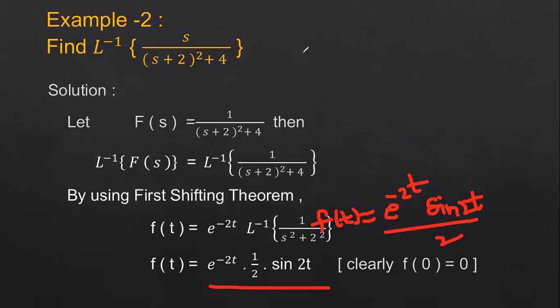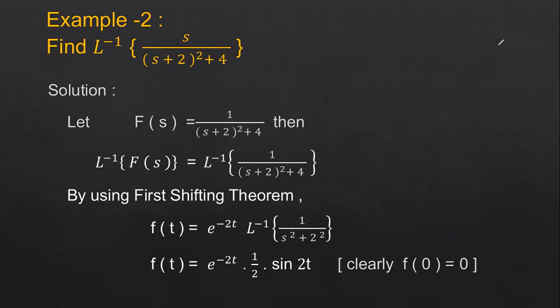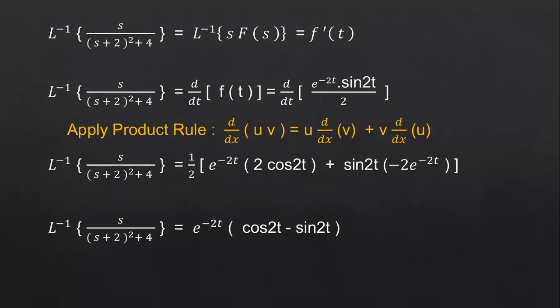Okay, now we have to apply this multiplication by powers of s method. So Laplace inverse of s by (s plus 2) whole square plus 4 is equal to Laplace inverse of s into f of s. That is nothing but your f dash t. Now we have converted this f of s function into your f of t. So by using this multiplication by s method, it can be written as f dash t. It is multiplied by only the s term, so you have to do only one-time differentiation, d by dt of f of t.